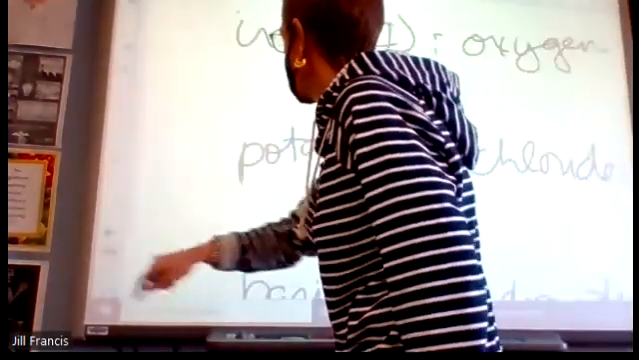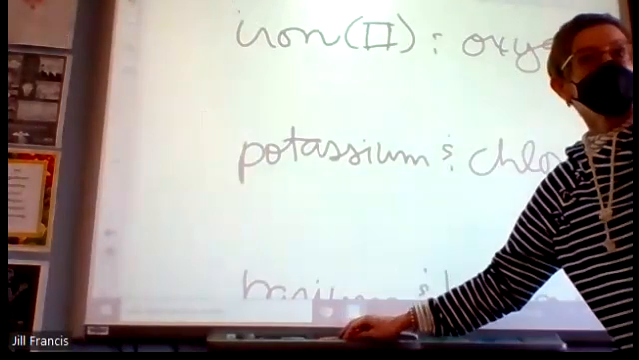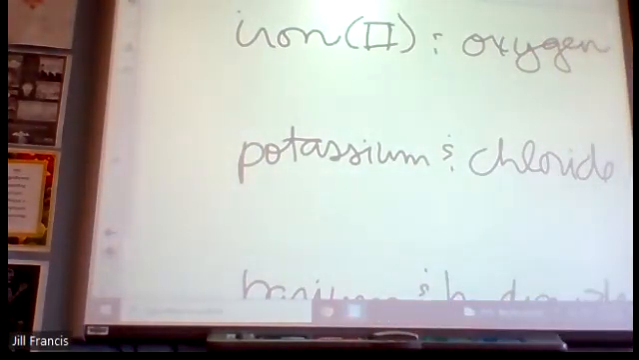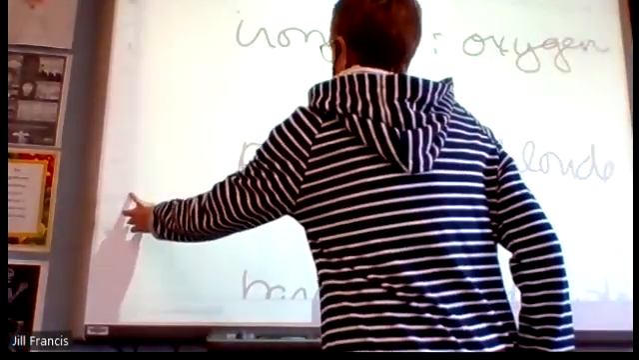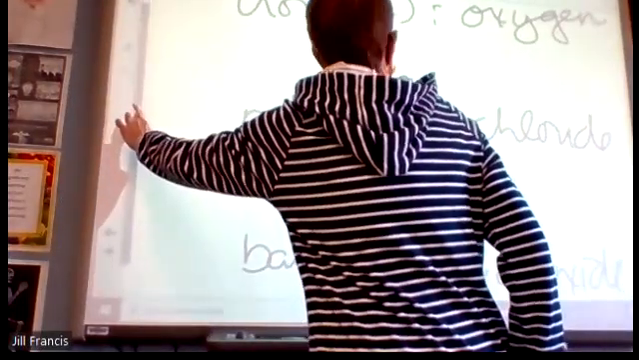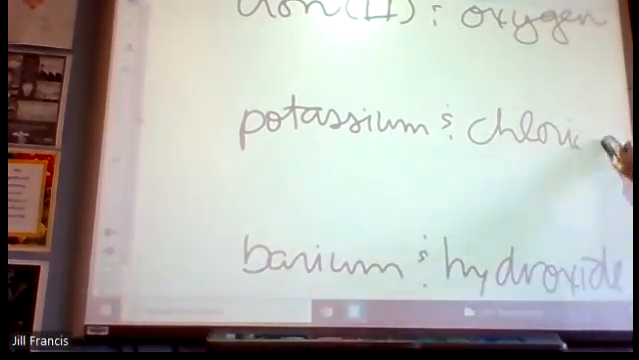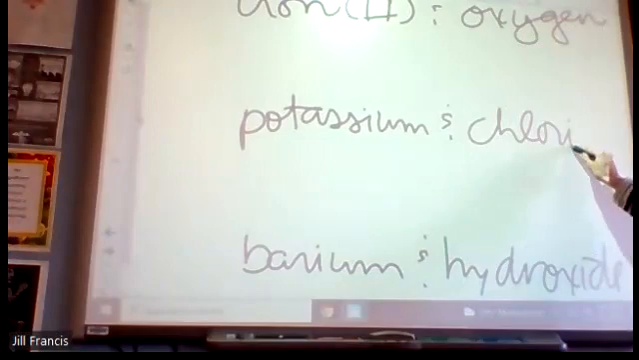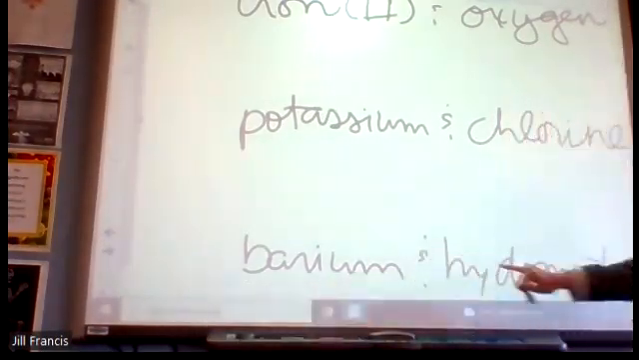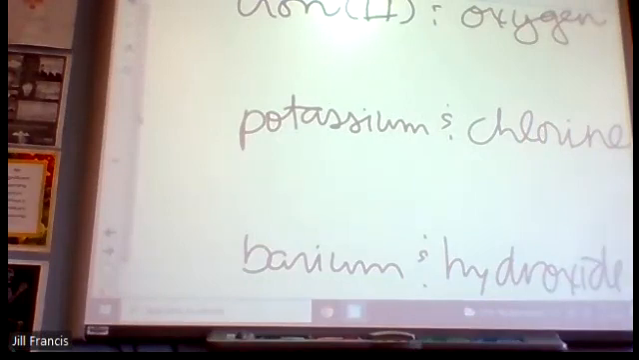The other thing that's going to be on your quiz is writing formulas. Okay, so I want you to just get out a scrap piece of paper, your notes, and I want you to write the formulas for these 3 substances. Iron 2 and oxygen going together, potassium and chlorine going together. I should write chlorine here instead of chloride. So potassium and chlorine, and then barium and hydroxide. So get out your periodic tables, polyatomic ion sheets, and write out those formulas. I think there's just 3 formulas on your quiz for Monday.